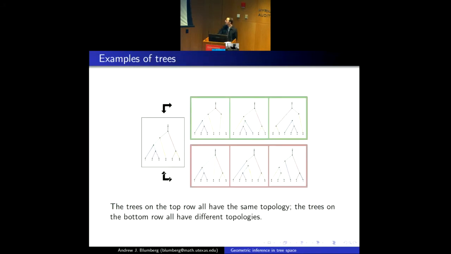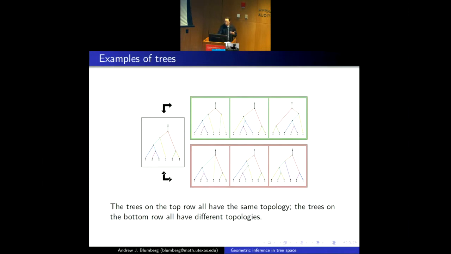So these are examples of trees, and part of the point of this illustration is that the green row on the top, these are all the pictures of the same tree, where we've chosen different ways of drawing them, basically. On the bottom, we have actually different branching patterns. So this is an indication of what it means to have the same and different topologies for the points of this space.